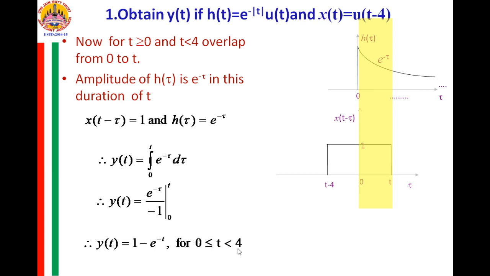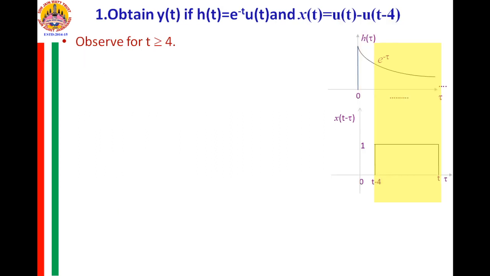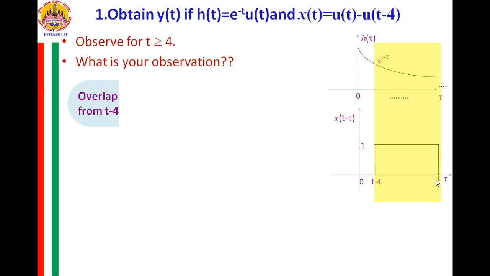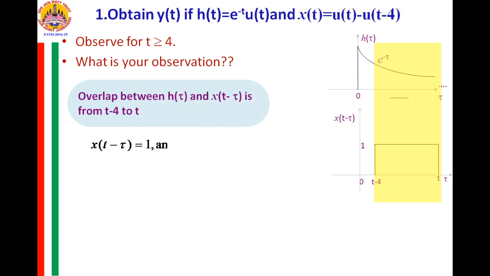Now what happens beyond t equal to 4? From 4 onwards, you will observe that the entire width of x of t minus tau overlaps with h of tau, and the overlapping duration is from t minus 4 to t. So here the amplitude of x of t minus tau is 1 and that of h of tau is e raised to minus tau, and the overlapping is from t minus 4 to t.